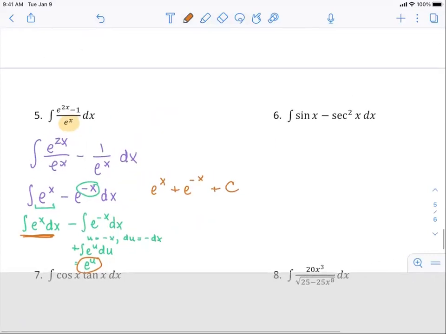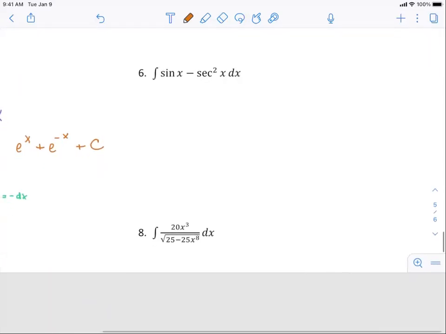You cannot use a log rule here. You cannot take the integral of all three pieces separately. That's never allowed. Okay, so that's where we want to start.